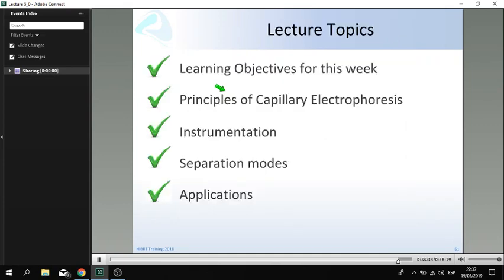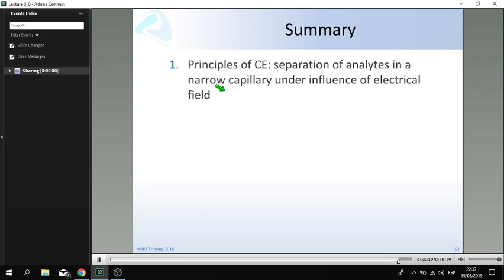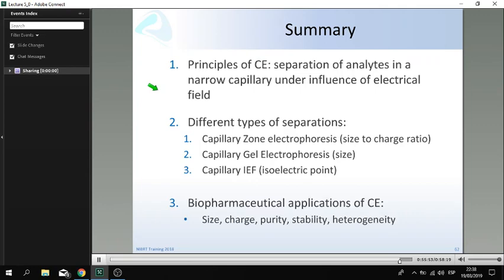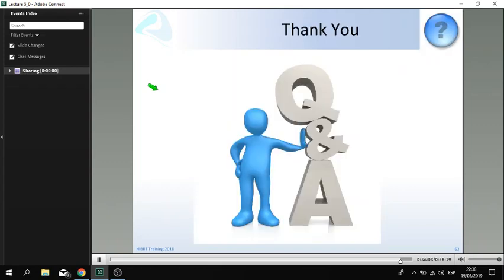Okay, so this would be it for capillary electrophoresis. Just to summarize, we talked about the principles of CE, separation of analytes in a narrow capillary under the influence of an electric field. There are different types: capillary zone electrophoresis, capillary gel electrophoresis, and capillary isoelectric focusing, and it's used to look at size, charge, purity, stability, and heterogeneity of our sample. Okay, do you guys have any questions about this?